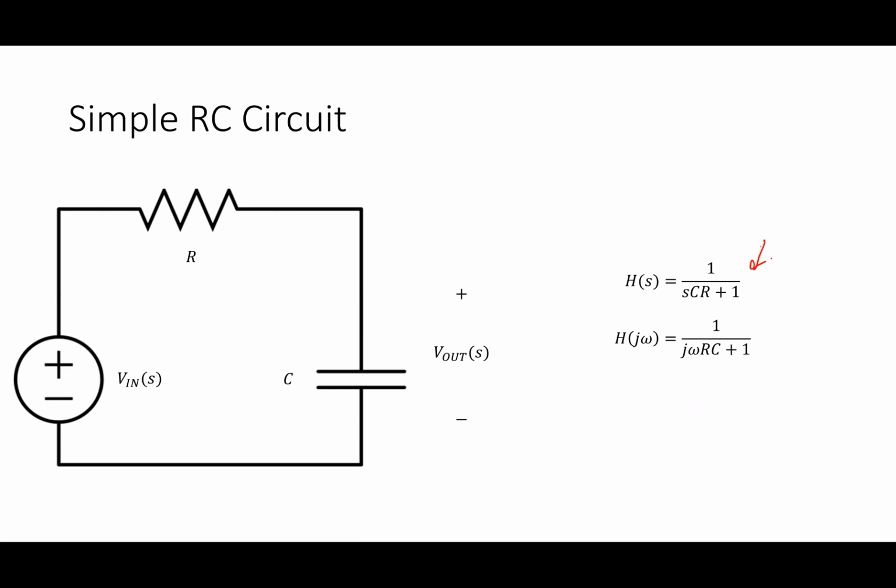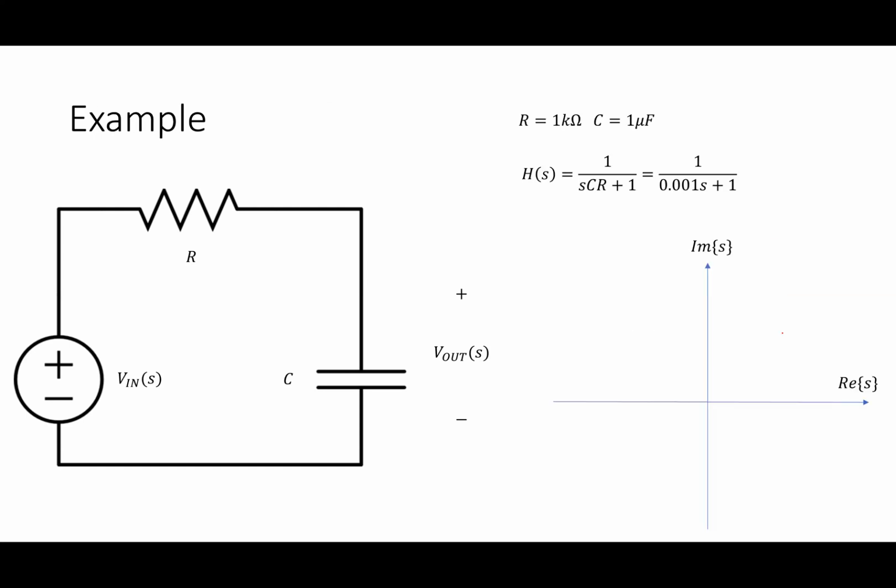Voltage divider gives me that transfer function. And if I'm worried about sinusoidal steady state, my jump is to let s equal j omega. Okay. So I'll look at an example circuit. It's going to be my example that I use going throughout here. So I've got a 1 kilo ohm resistor and a 1 microfarad capacitor. Pretty standard values for a breadboard type of circuit.